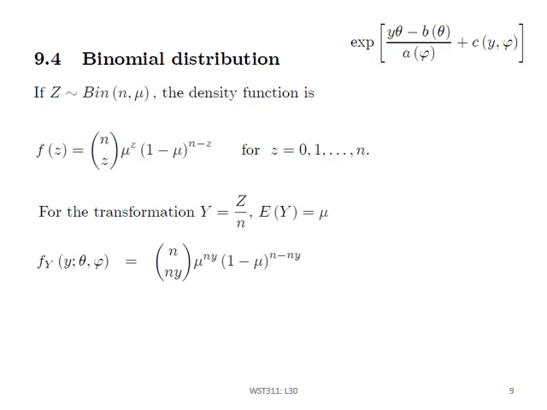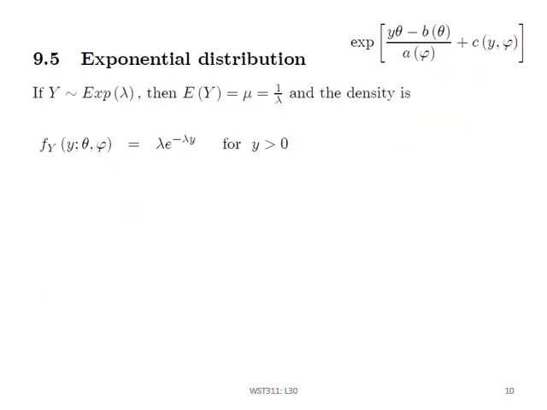The details of showing that the binomial distribution is a member of the exponential family are given on page 71 of the notes. Please work through that and identify the different components to prove that the binomial distribution is a member of the exponential family. Also consider page 72 of the notes, showing that the exponential distribution is a member of the exponential family.